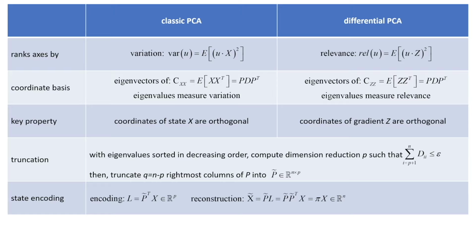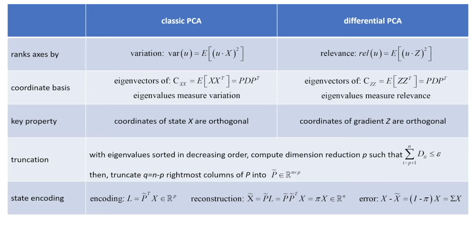Reconstruction simply rewrites the coordinates of L in the standard basis. Of course, the truncated information cannot be recovered. So X tilde is P tilde P tilde transposed X, or simply the projection operator pi times X. The reconstruction error is X minus X tilde, which is the identity minus pi times X, or the error operator sigma times X, which is the projection operator in the error space.